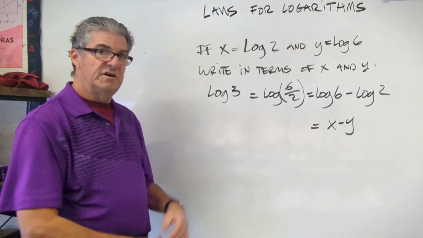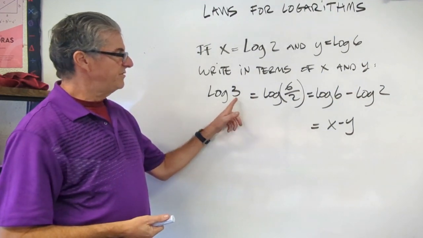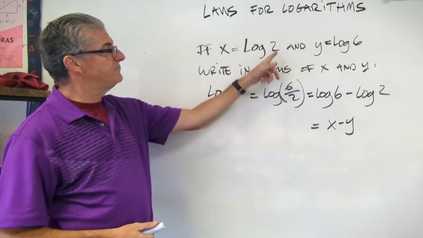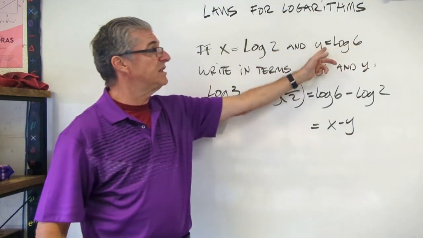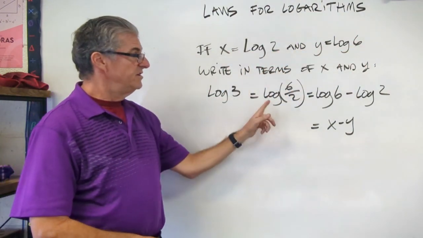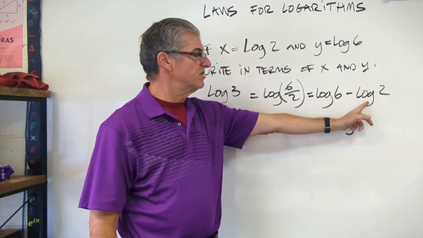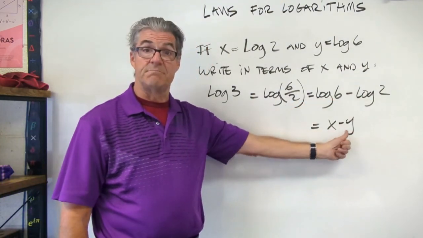All right, so the key step here was to realize that 3 is 6 divided by 2. And again, I'm shooting for these numbers because that allows me to get to my x and my y. So this is log 6 over 2, which is the same as log 6 minus log 2, which gets us x minus y.